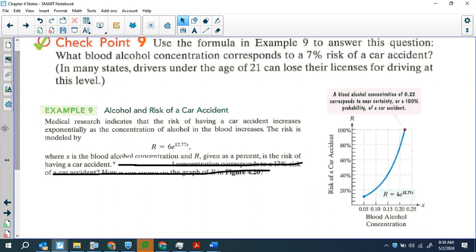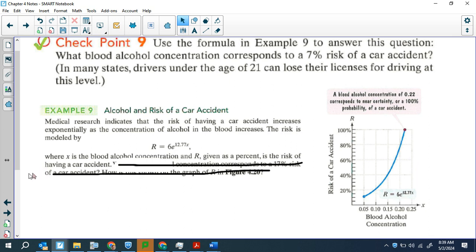Okay. All right. So medical research indicates that the risk of having a car accident increases exponentially as the concentration of alcohol in the blood increases. So the risk is modeled by this equation: R equals 6e to the 12.77x. And x is the blood alcohol concentration.